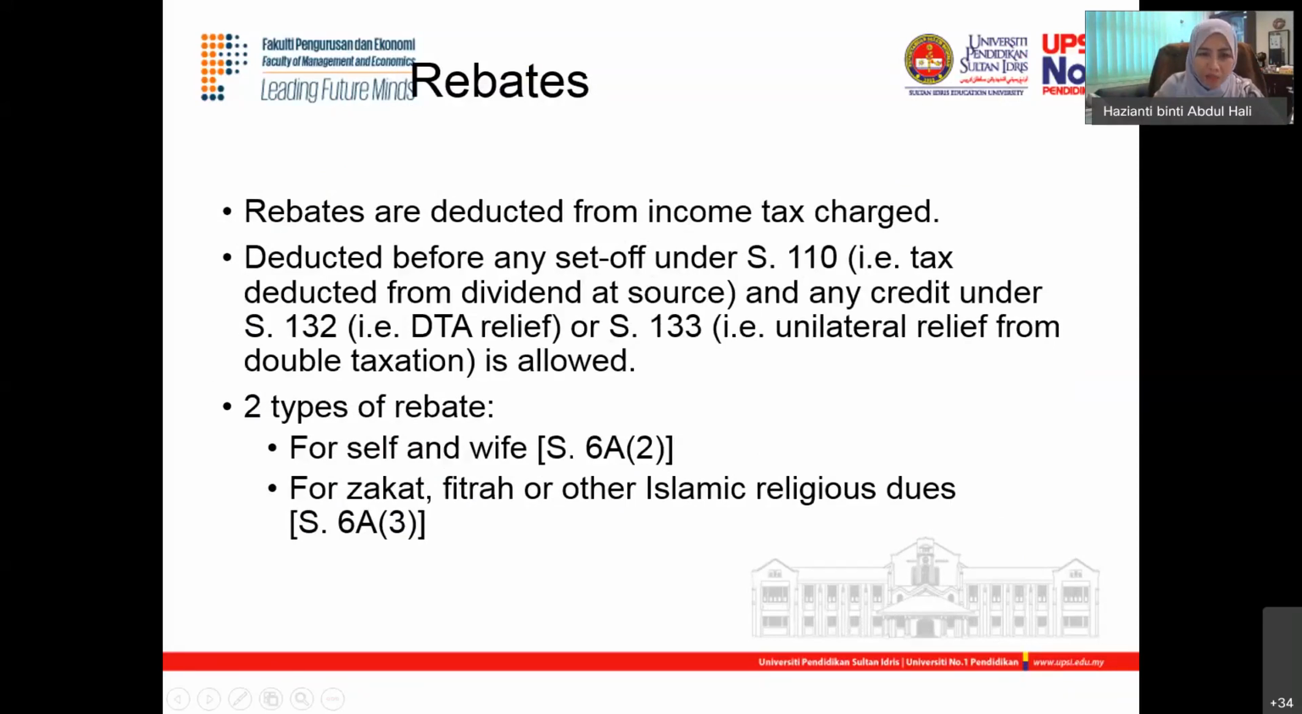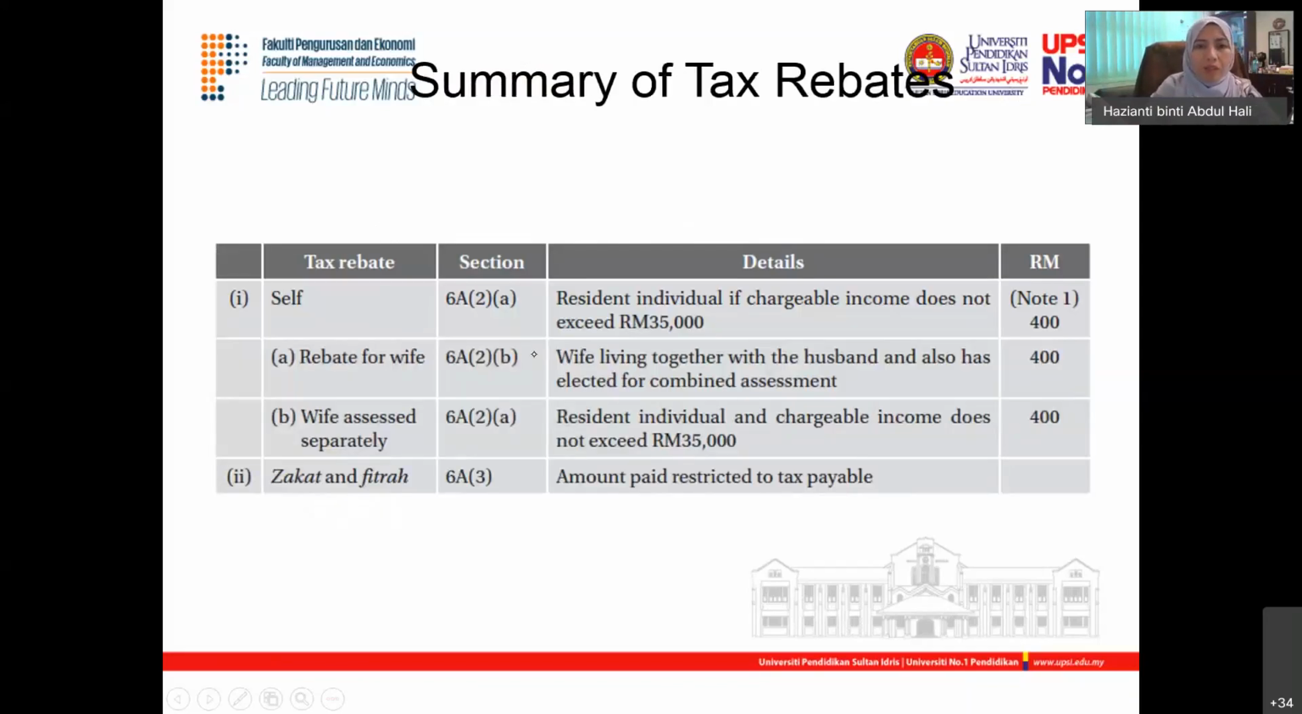There are 2 types of rebates under section 6A, 2 and A3 for self and wife, and also for zakat, fitrah and other Islamic religious due. Ini dia rebate lain tak ada. So in this table, this is the summary of tax rebate. For example, for self, if the resident individual, the chargeable income does not exceed 35,000, means that when we compute the total income, kita dah tolak relief, dia dapat chargeable income. The chargeable income is less than 35,000. So kita boleh reduce lagi the income tax paid dia by RM400.